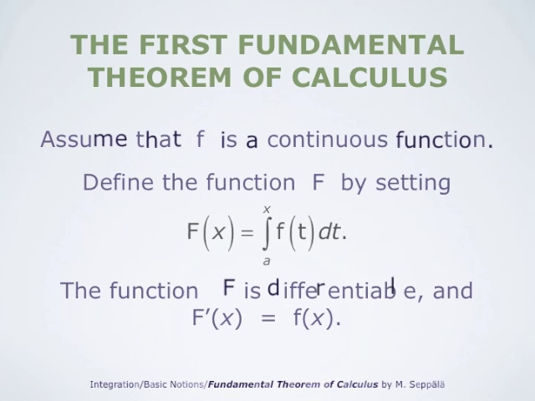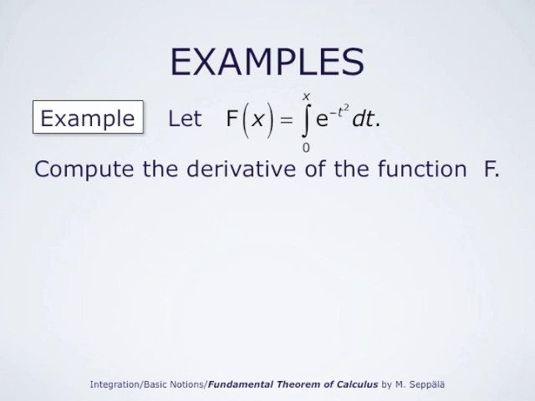An example of the use of this is the following. Let capital F be the integral from 0 to x of e to the negative t squared dt. We cannot express this function in terms of elementary functions, so this is a special function. It's an important special function that has many applications, especially in statistics. Now our task is to compute the derivative of this function capital F.